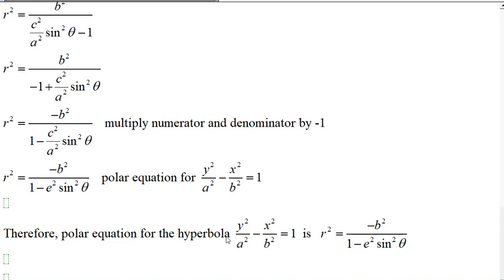And so for the hyperbola y squared over a squared minus x squared over b squared equal to 1, the corresponding polar equation is r squared equal to negative b squared divided by 1 minus e squared times sine squared of theta.